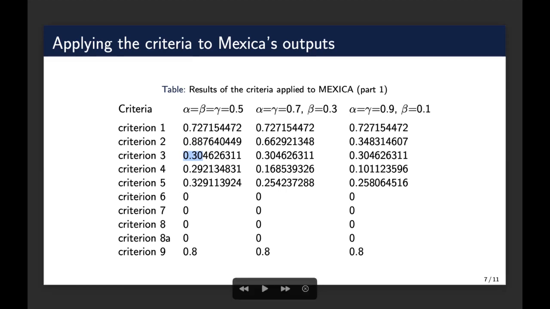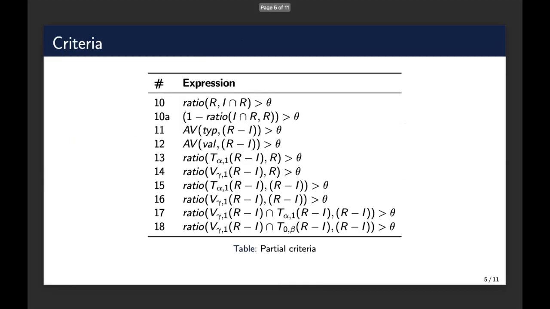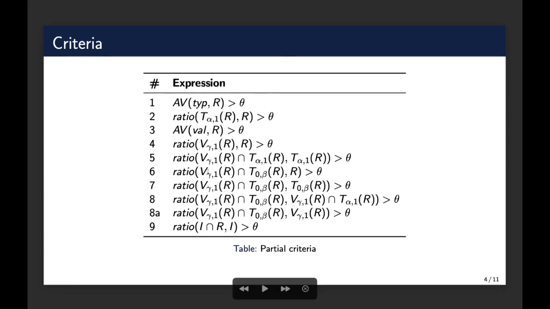Another important result is that from criterion 6 to criterion 8A, the results are 0. And that happens because, let me go back to these criteria. These criteria use this quality property. They should be high quality. That is, we have a gamma and 1. They should be high quality in the output, and the intersection with non-typical. This means non-typical. We start from 0 to beta, so they are non-typical examples in the output.